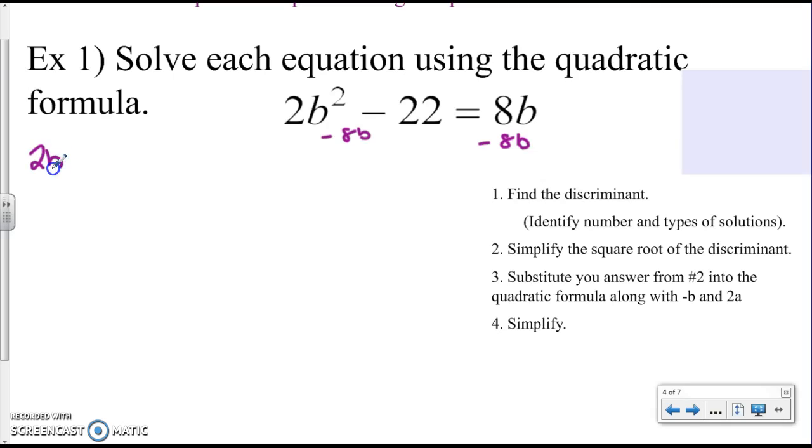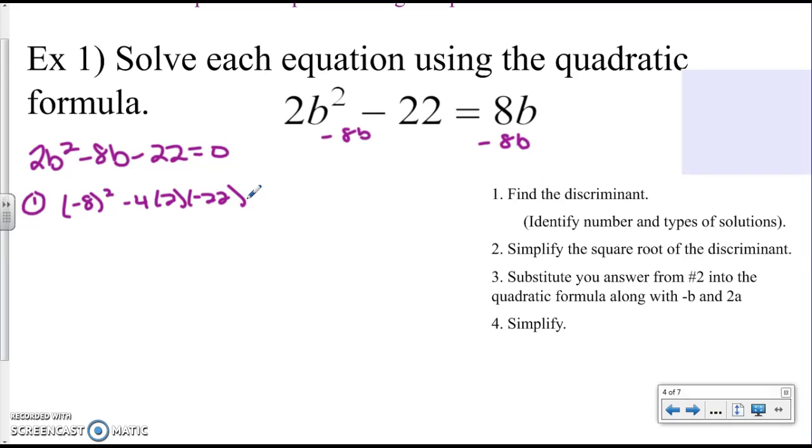So I end up with 2b squared minus 8b minus 22 equals 0. And for my first step, I'm going to find the discriminant. So the discriminant is b squared minus 4 times a times c. So we're going to go ahead and type that in. So negative 8 squared minus 4 times 2 times negative 22 gives me 240. Okay. Second step is to go ahead and simplify that.